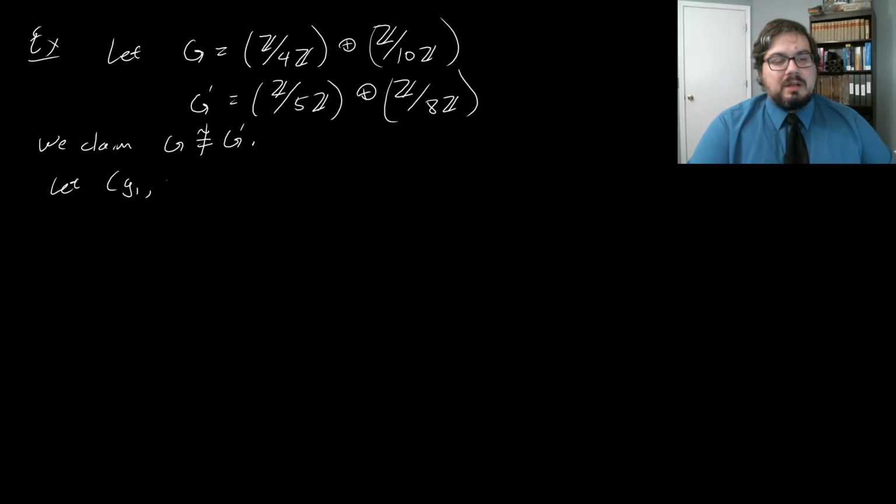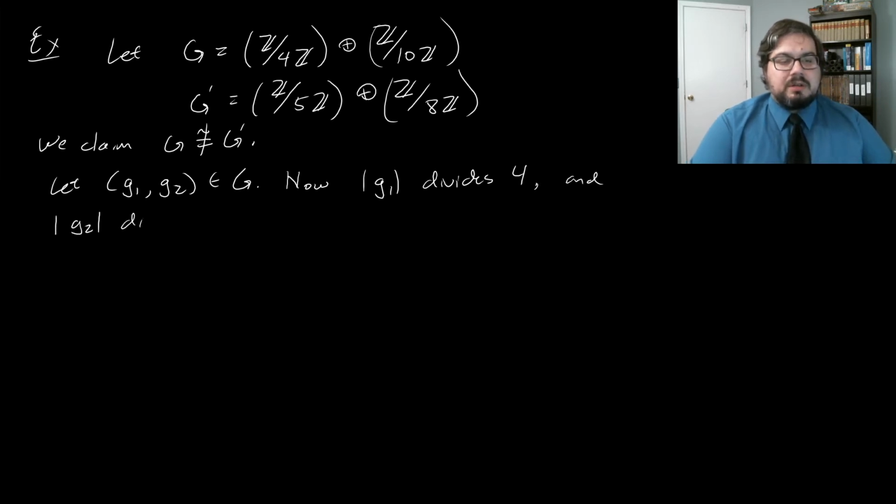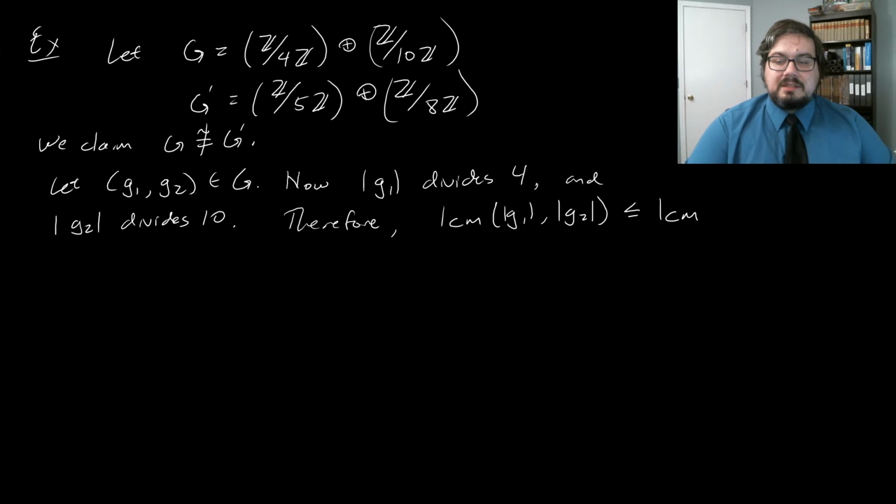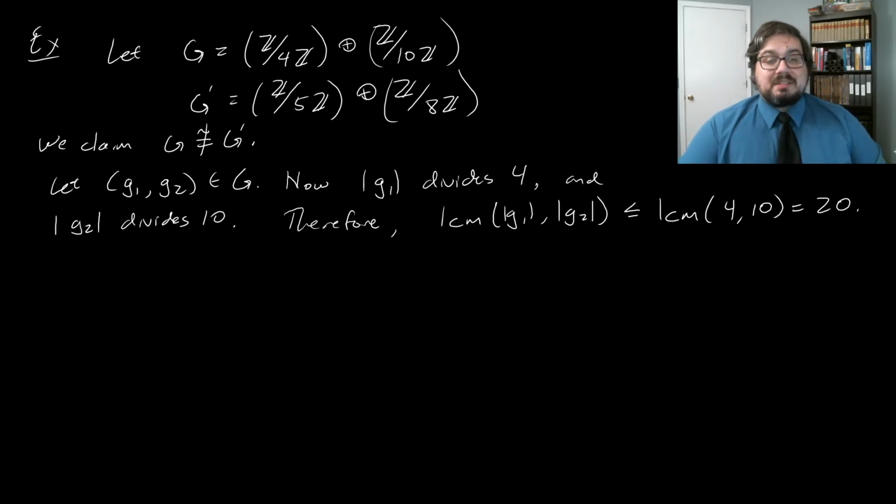Let's let G1, G2 be in G. Now, the order of G1 divides 4. That's by Lagrange's theorem. And the order of G2 divides 10, also by Lagrange's theorem. Therefore, the least common multiple of the order of G1 and the order of G2 has to be less than or equal to the least common multiple of 4 and 10, which is 20. So what this tells us is that the order of any element of G has to be at most 20.